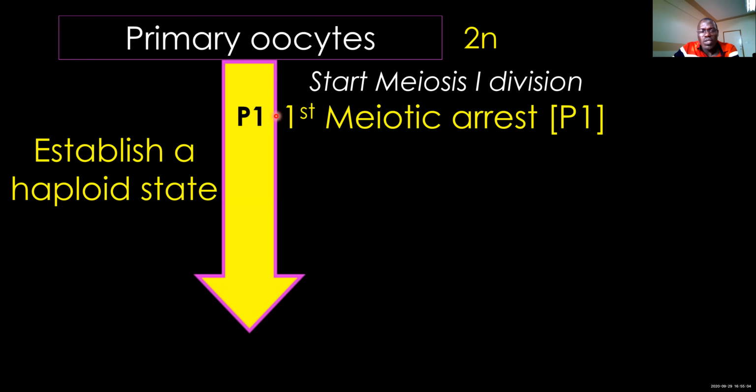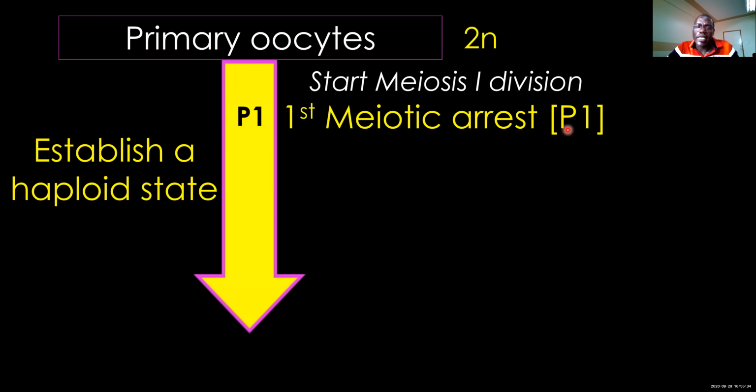What I want you to note is this arrest occurs prenatally. This girl child is not yet born. Prophase 1 arrest takes very long. It takes years. What is the implication? The implication is that when this baby is born, this oocyte will be at prophase 1, because prophase 1 arrest takes years.